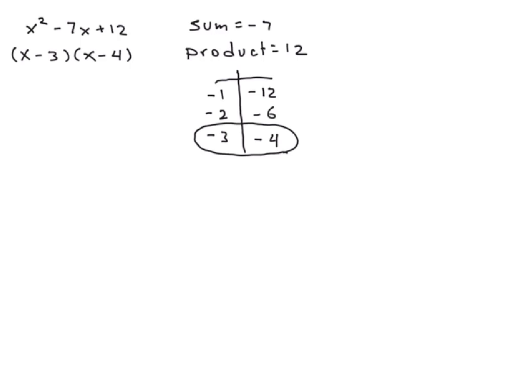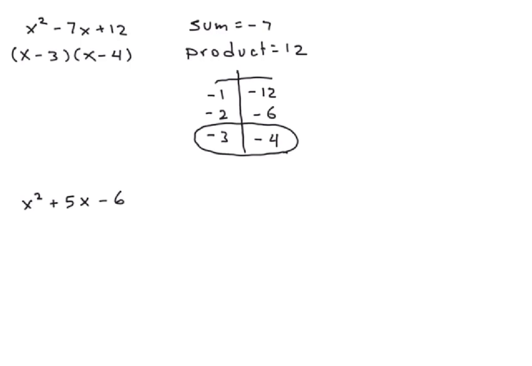In the case where the constant term is positive, in this case a positive 12, what we're going to be looking for is either both numbers positive or both numbers negative, and that's going to depend on what the middle term is. In this case, because the middle term was negative, all of our numbers have to be negative. And so we're looking for two negative numbers that are going to add up to, in this case, negative 7. If we have a case where the constant term is negative, then we're going to have to change things up a little bit.